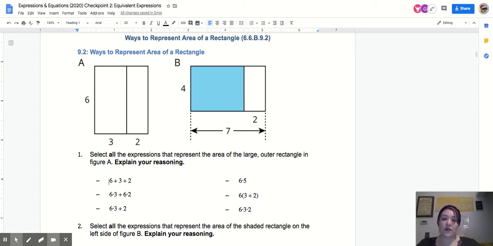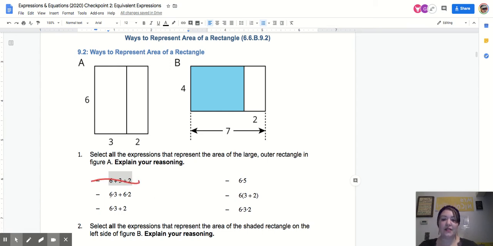So let's look at the first option, 6 plus 3 plus 2. That would give us 6 plus 3 plus 2. That would be about half of the perimeter, but it wouldn't show us the area on the inside. So that's not what we're looking for. So we do not want that one. Nope.